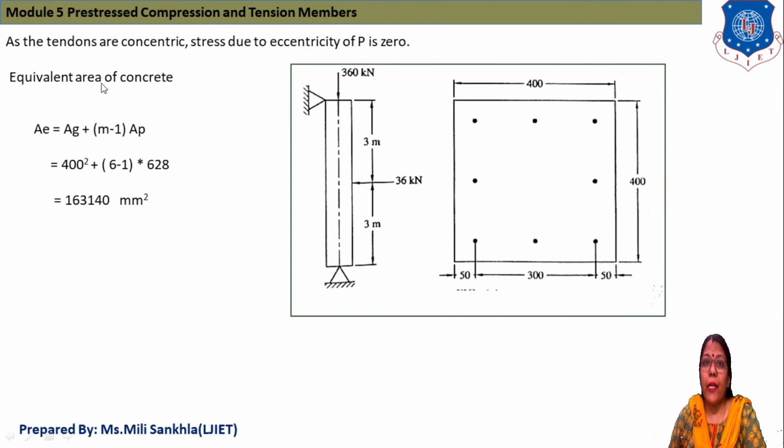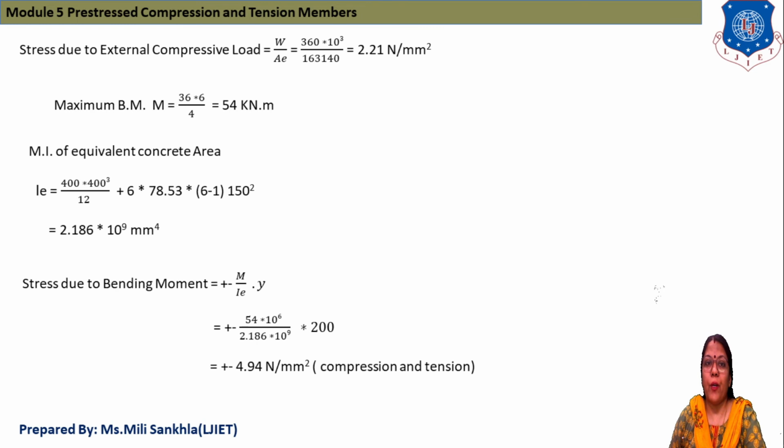Now the equivalent area of concrete is Ag plus (m minus 1) Ap. Gross area we find out, modular ratio is given, and Ap also we find out. Ultimately, putting in all values, we get 163,140 mm square. This is the effective equivalent area of concrete.